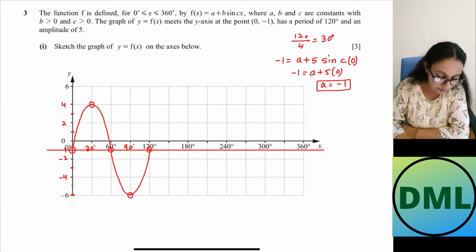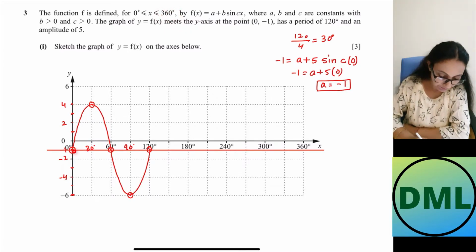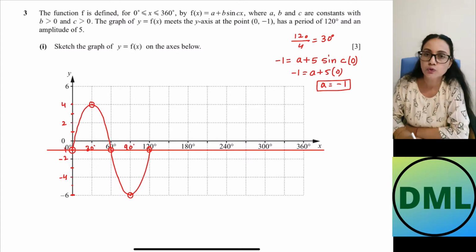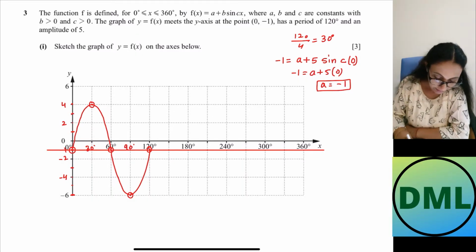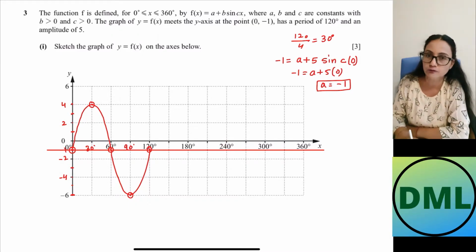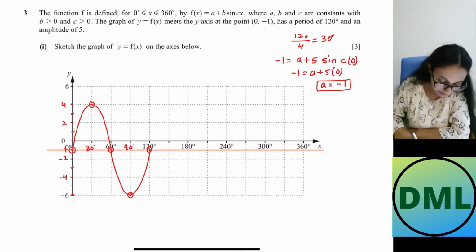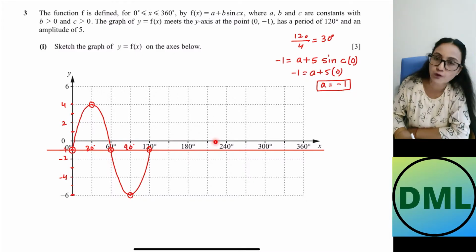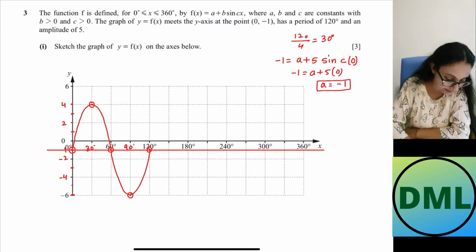We need to continue plotting this till 360 degree. If my one cycle completes in 120 degree, that means my second cycle will complete in 240 degree. 120 multiplied by 2 is 240. My next cycle will complete in 240 degrees. That means between 120 and 240, I need to divide it into 4 equal parts. It has 1, 2, 3 and 4 parts. Now I need to plot my cycle here.